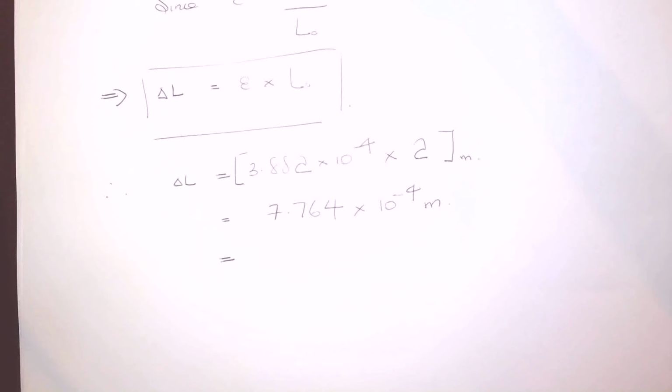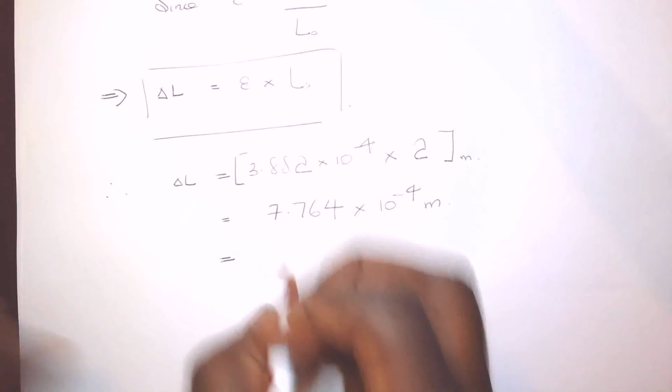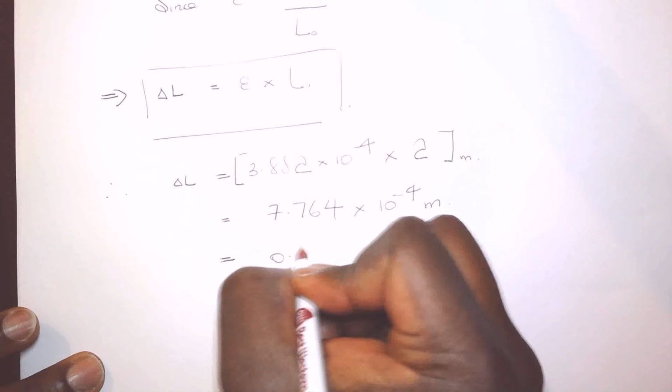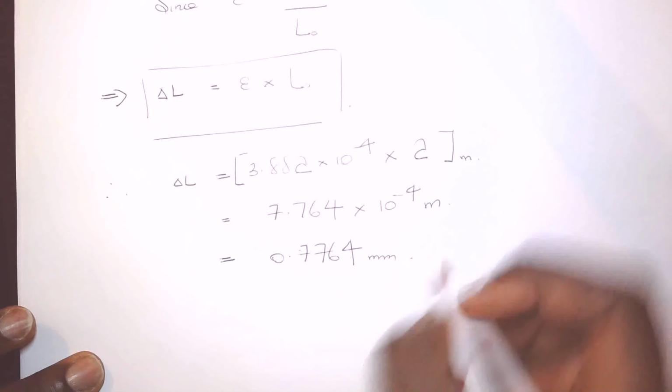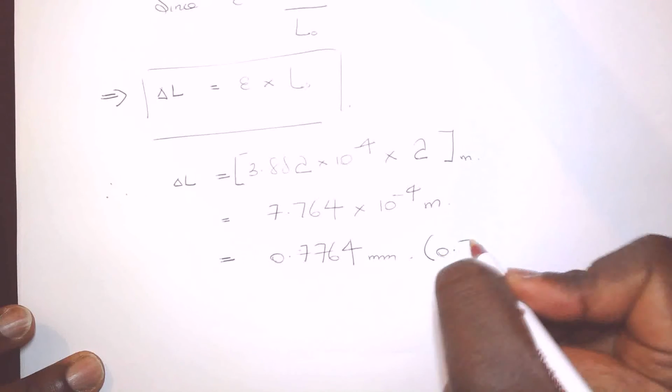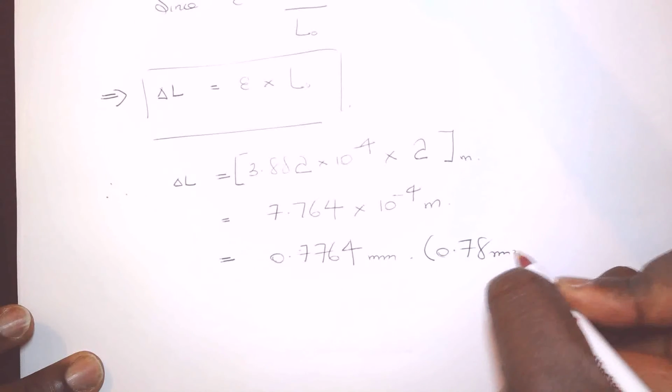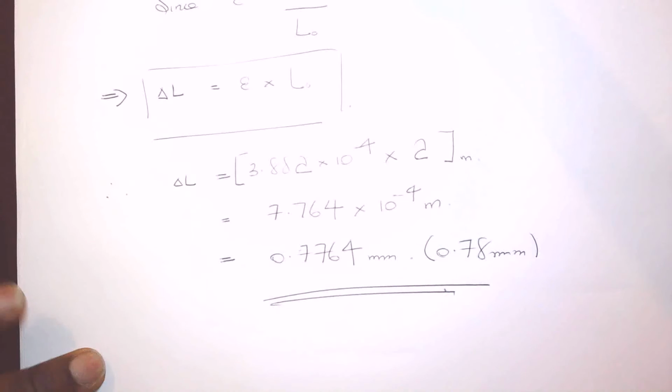If we multiply that by 1,000, that would give us approximately 0.7764 millimeters. Same as 0.78 millimeters. And there we have it.